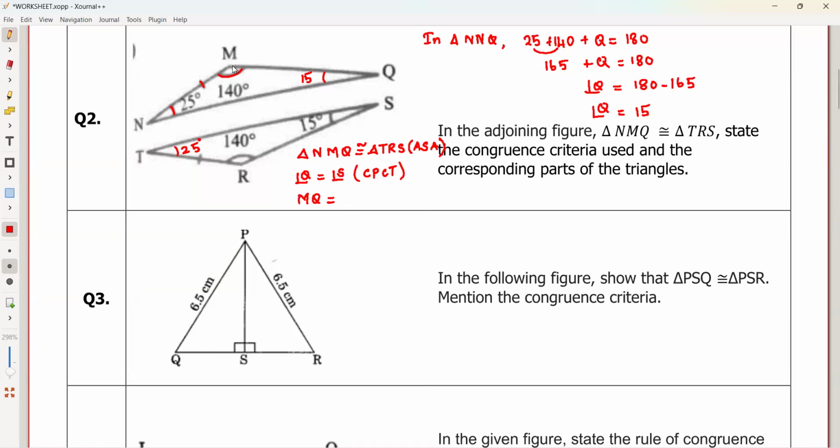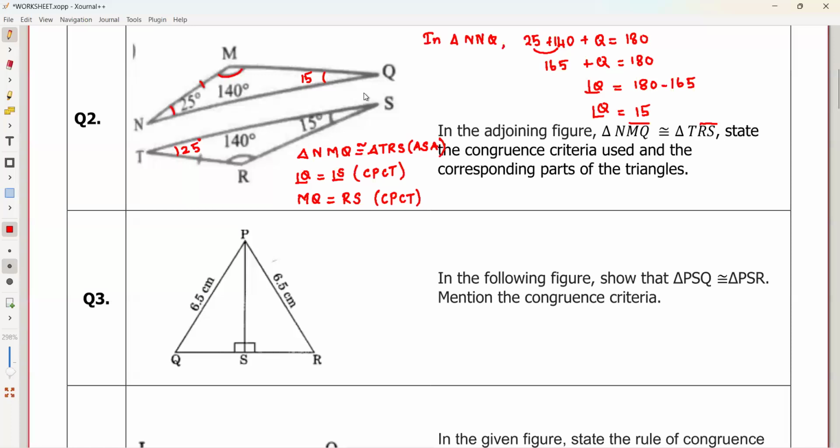So this is 140 and 15, 140, 15. MQ is corresponding to RS. From this itself, even without seeing the diagram, MQ should be equal to RS. Okay, MQ is equal to RS. This is also based on CPCT.